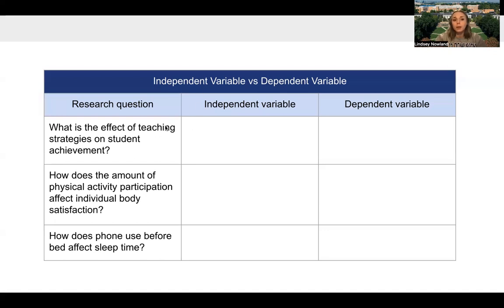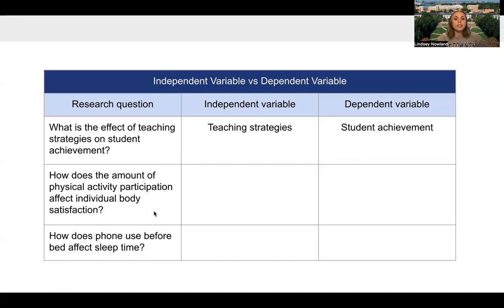So if I can manipulate the teaching strategies, that is the independent variable. Whereas the outcome of the study, so I'm looking at how teaching strategies affect student achievement, I'm looking at the outcome of student achievement. Therefore, student achievement depends on the type of teaching strategy.